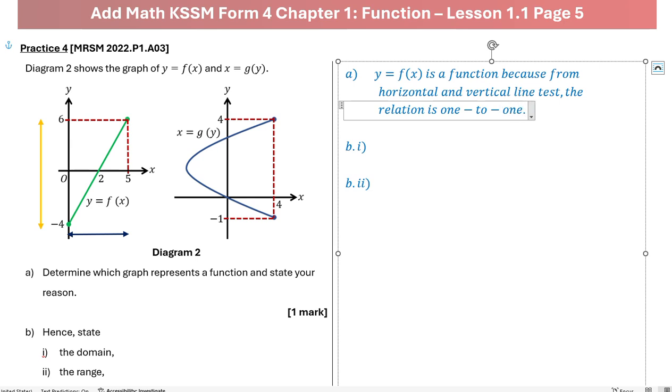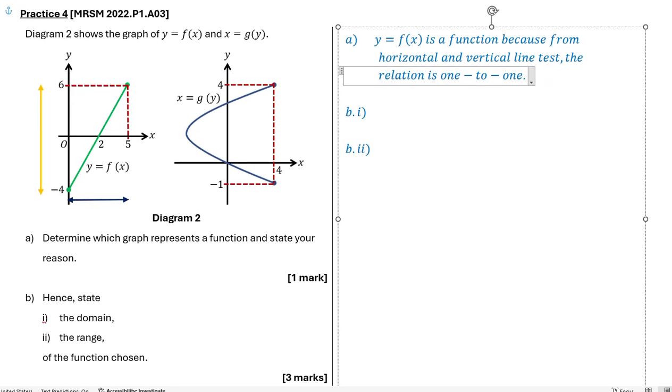Question B, hence, meaning once you decide which one is a function, you've got to find the domain and range of the function. Very simple. So this one is a function. This is not a function because the relation is 1 to many. Again, a function is either 1 to 1 or many to 1.